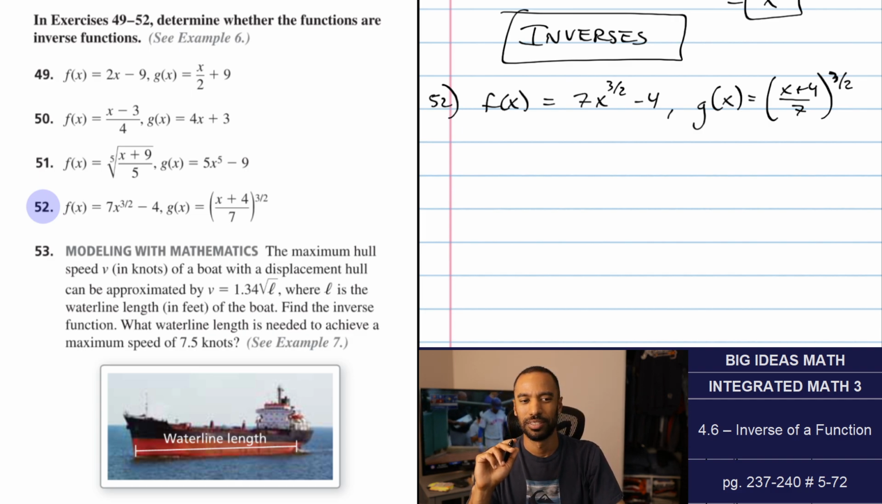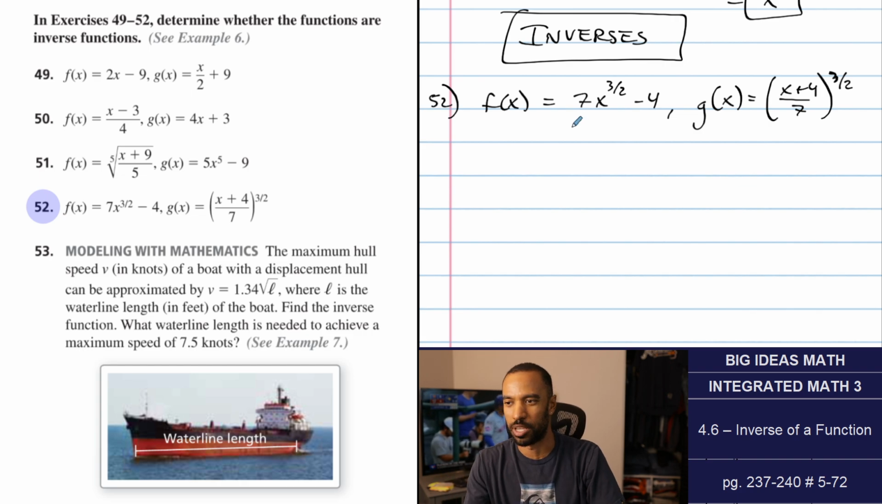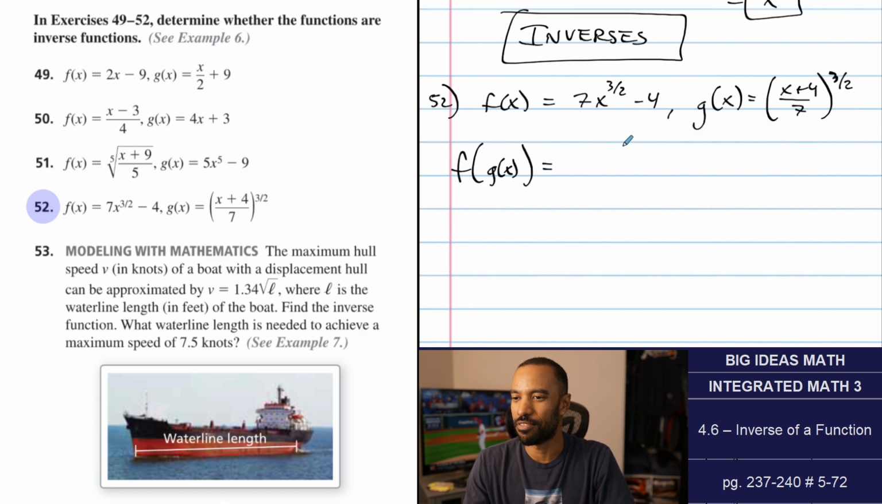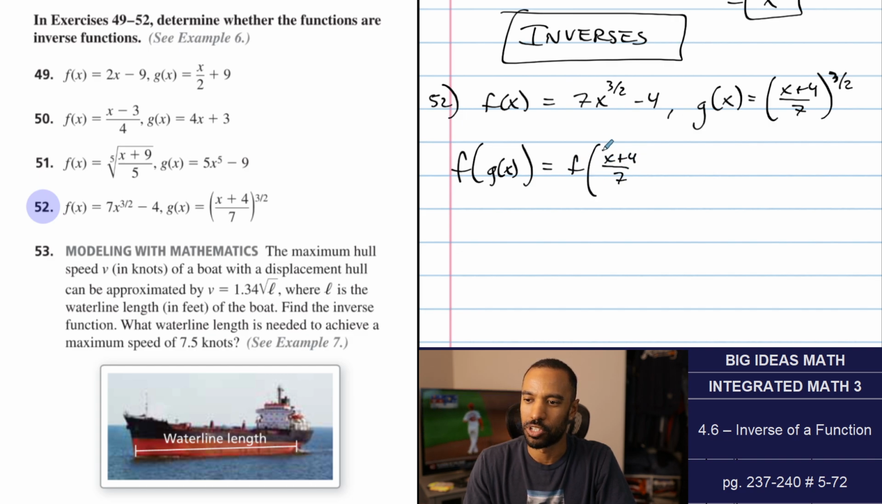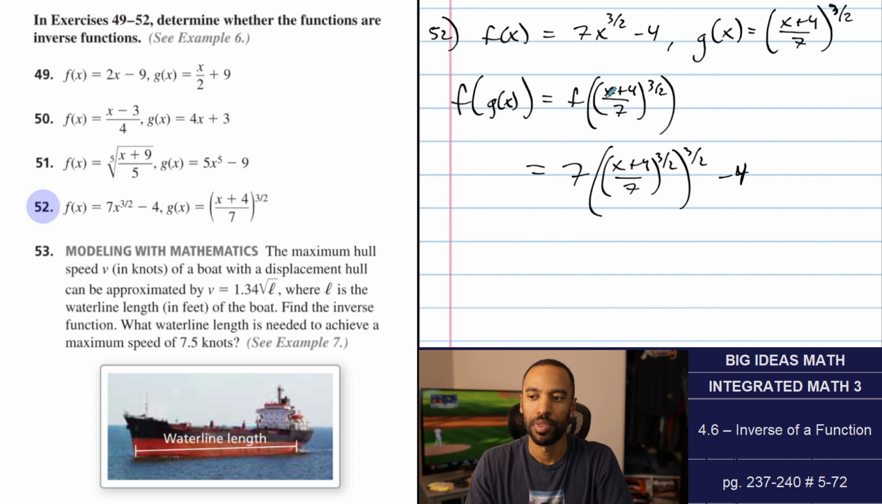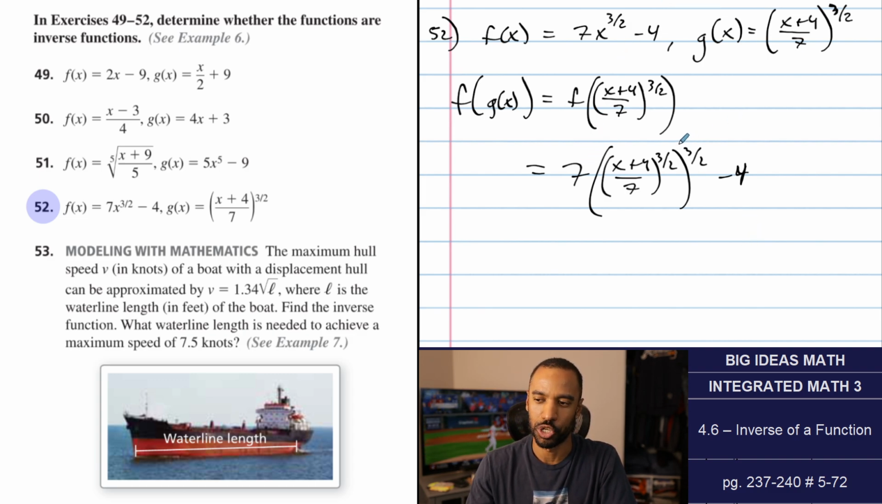Oh, interesting. Okay, I'll speak about something else in a second when we continue on the problem. Okay, f of g of x equals, I'm wondering if there's a typo here. F of g of x equals f of x plus 4 over 7 raised to the 3/2 power, which means we got to take 7 times x plus 4 over 7 to the 3/2 power and raise it to the 3/2 power minus 4. Well, maybe that's not part of the typo. Maybe that's where the issue will be had.